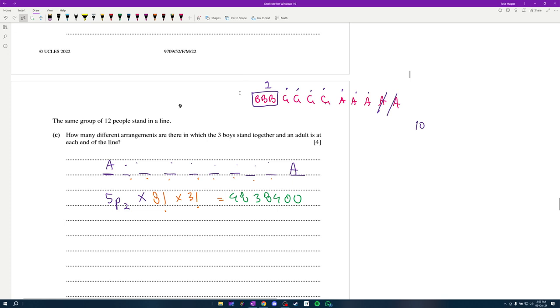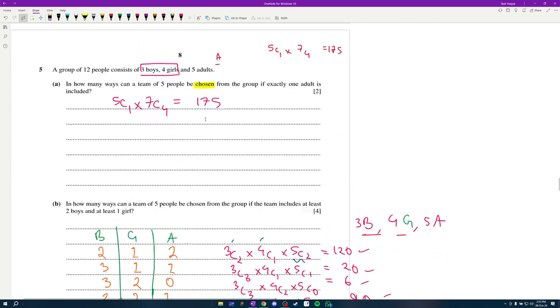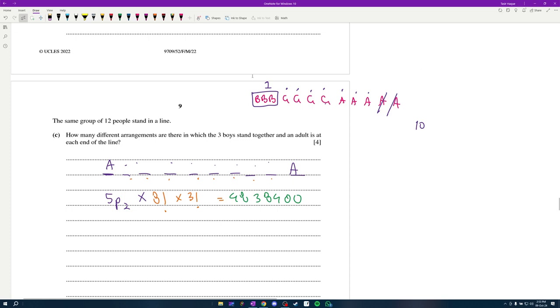If some people stand together, they will be considered as 1 unit. Okay? So the 3 boys are considered as 1 unit. And other than that, we have 4 girls and 5 adults. The 3 boys stand together, and an adult is at the end. So how many units do we have? 5 adults, 4 girls. So that's 9 units over here, and 1 unit for the boys. So in total, that's 10 units.